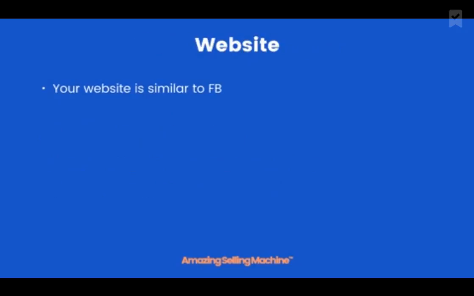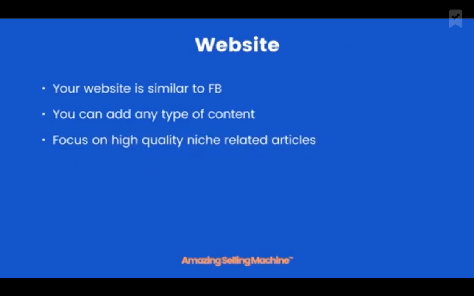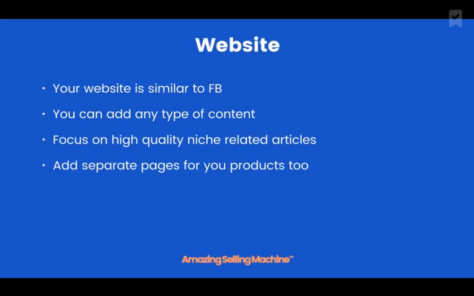Your website. Essentially, your website is similar to Facebook. You can add any type of content. However, you should focus on high quality niche related articles and add separate pages for your products too. And on those pages, include a purchase link that goes to your listing. In other words, you use a link saying, click here to buy this and whatever the product is.